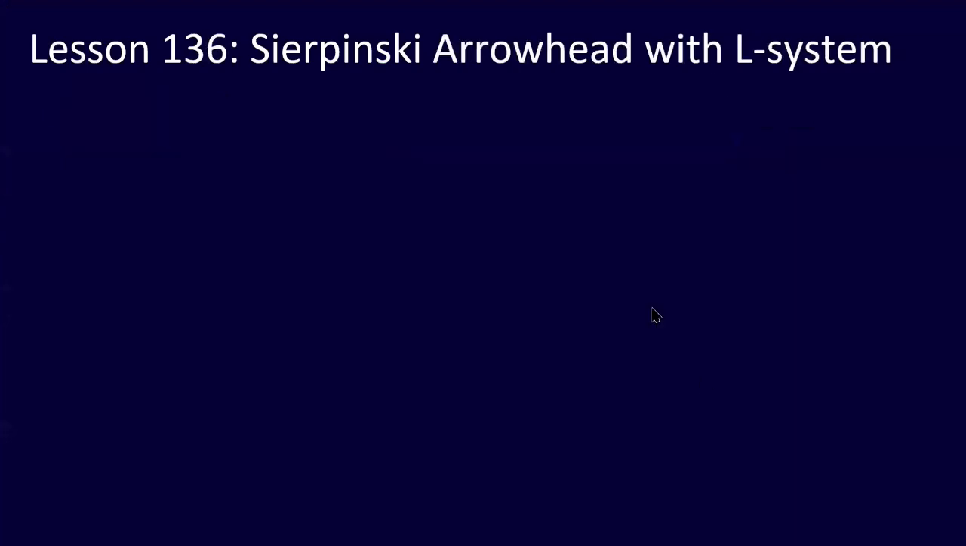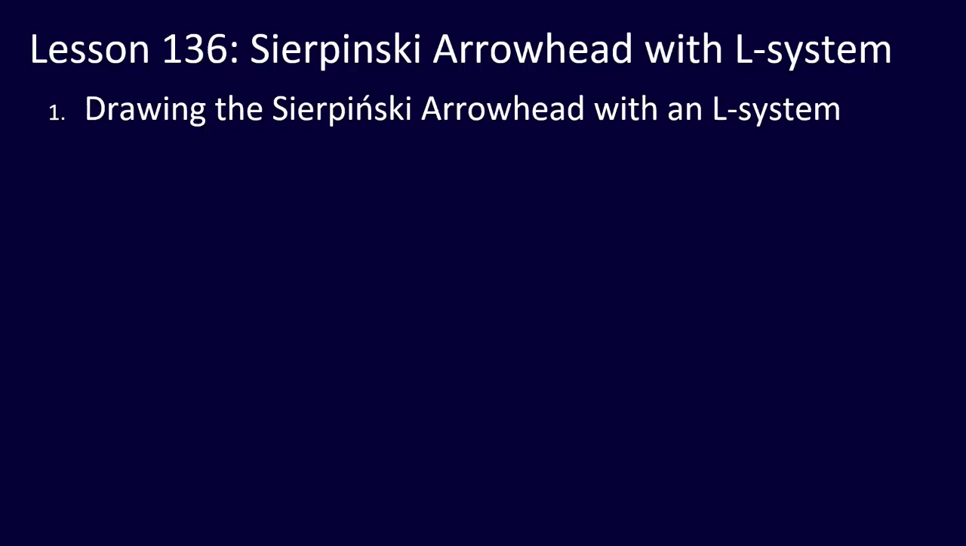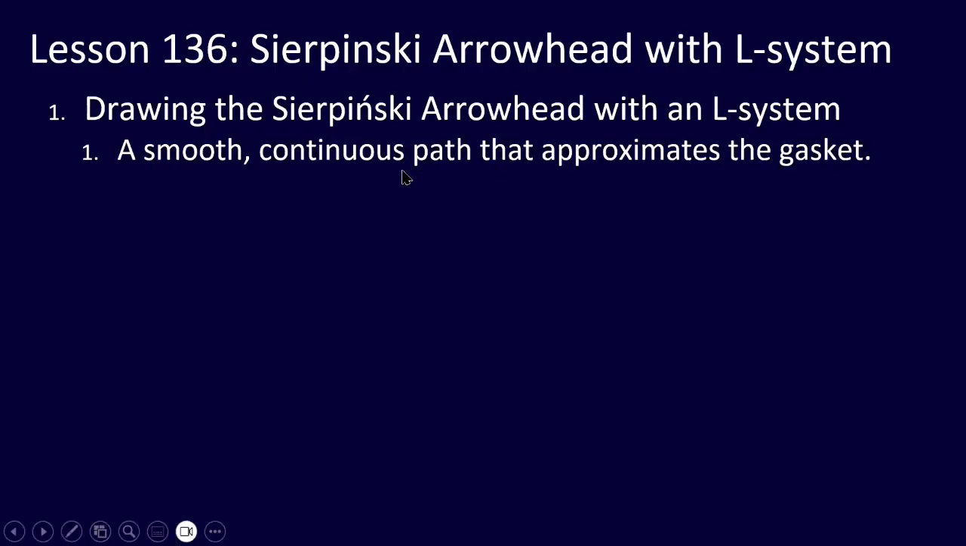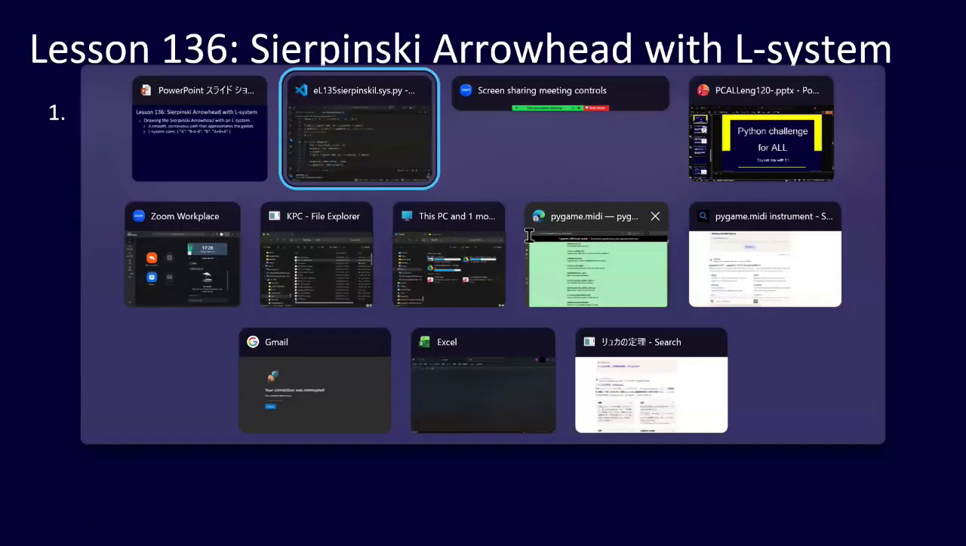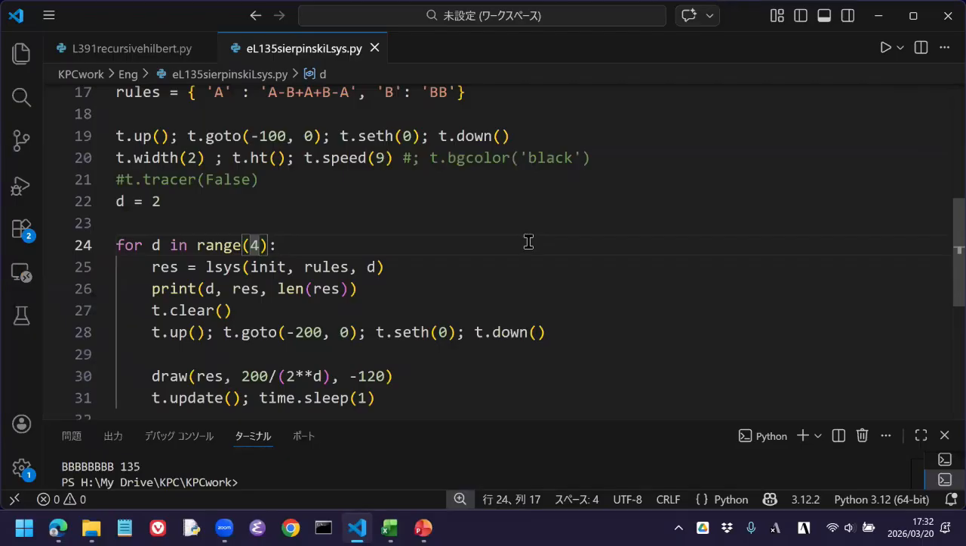So today we are going to draw the Sierpinski gasket using a different approach called the Sierpinski Arrowhead with an L system. Basically, it's an L system, so it's just as simple as that. But the difference is that this time we get a smooth, continuous path that approximates the gasket. Let's see how it works. It's just changing the rules. There are again two rules. A goes to B, like this. And so we will just rewrite the rules.